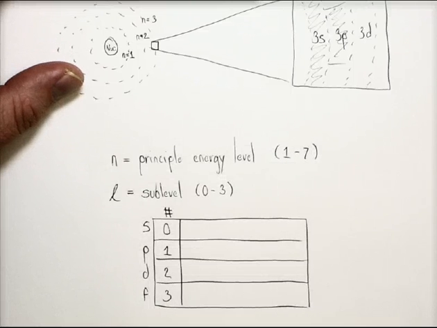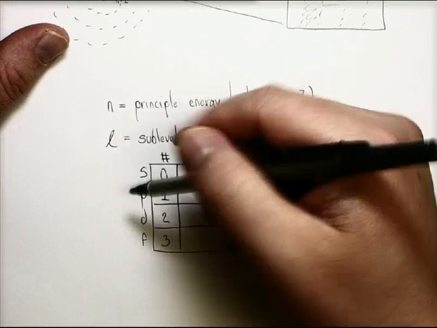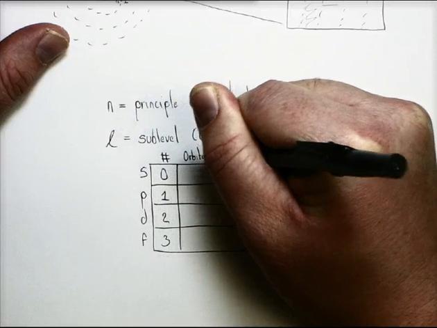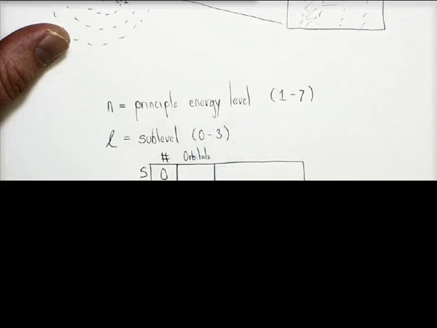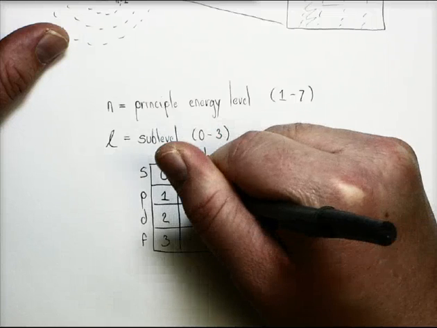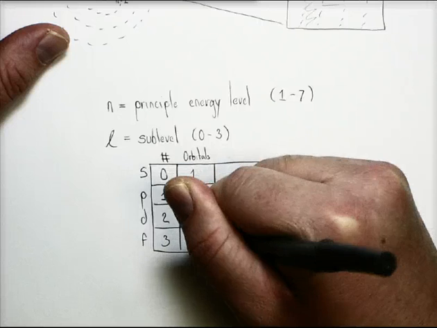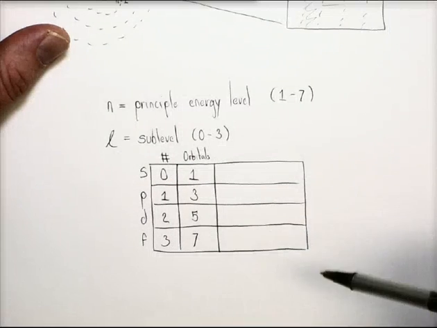All right, some other information that you'll need about these. Each one of these has a certain number of orbitals. And remember, an orbital is a location where you can find electrons. The S sublevel has 1 orbital. P has 3 orbitals, D has 5, and F has 7. Notice that it increases by 2 every time.